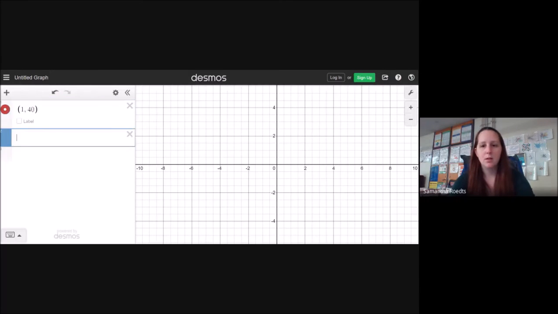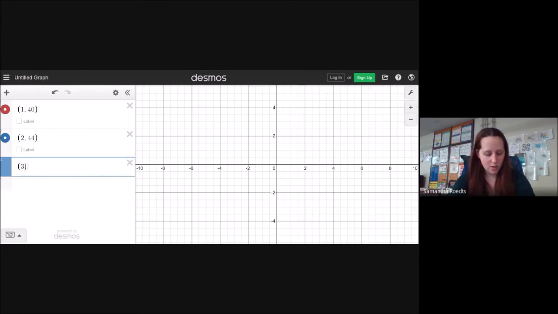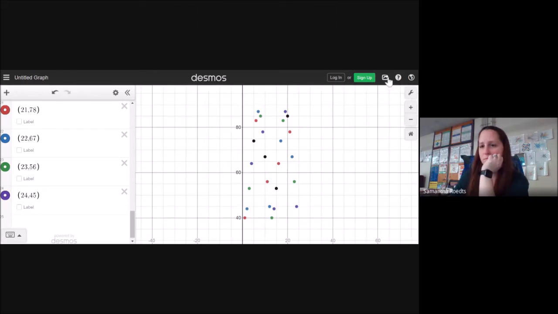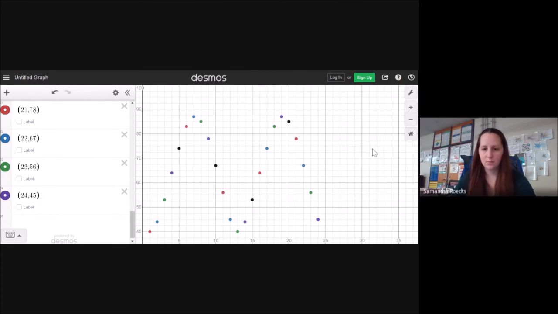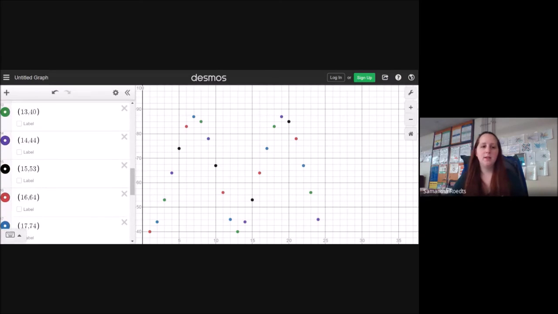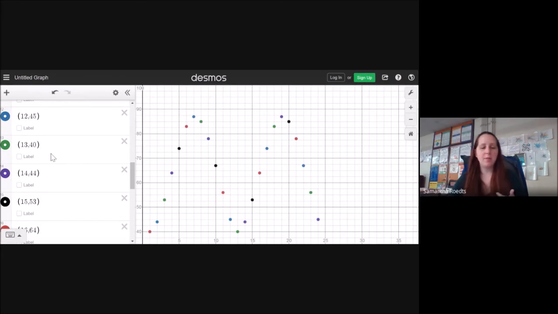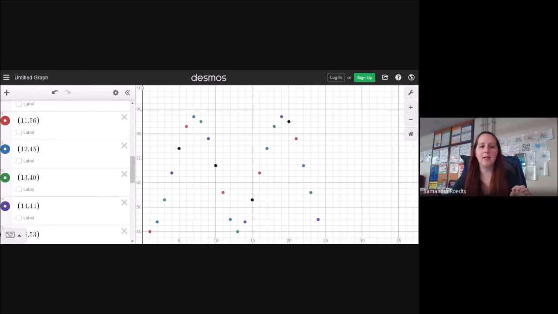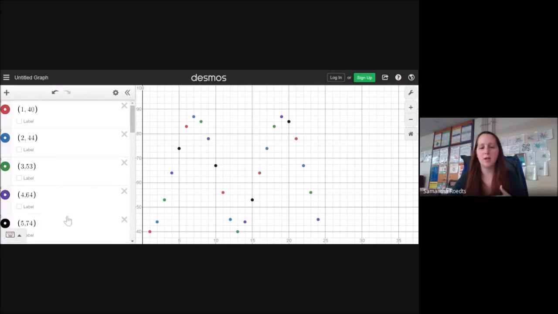So 1 is 40, 2 is 44, 3 is 53. Now that I've graphed my points, and all I did was when I got to 12, I actually just repeated the points. So 13, 14 are the same as, so like point 13 is the same as my first point and so on. So I just graphed all 24 points.